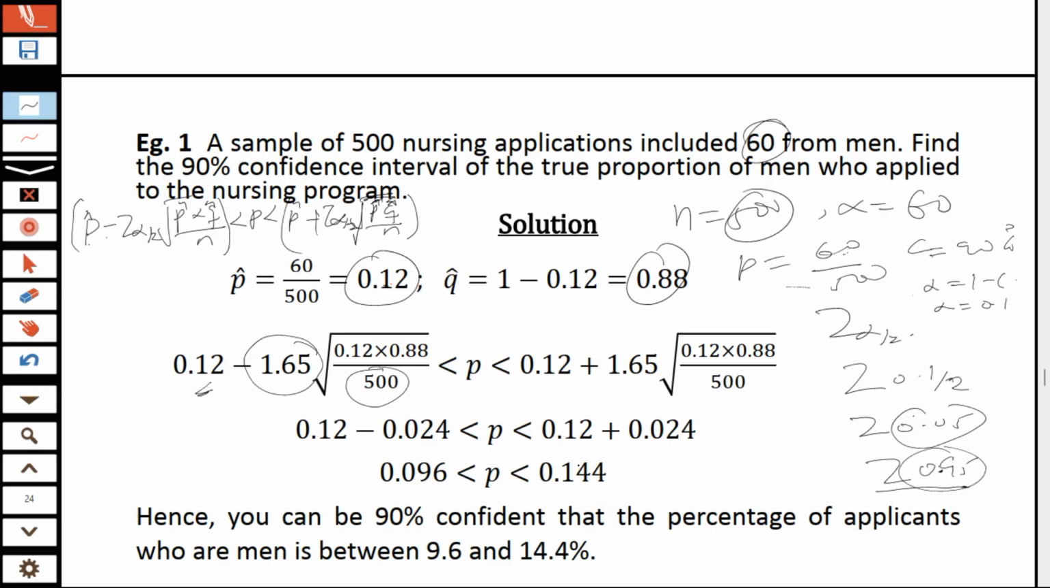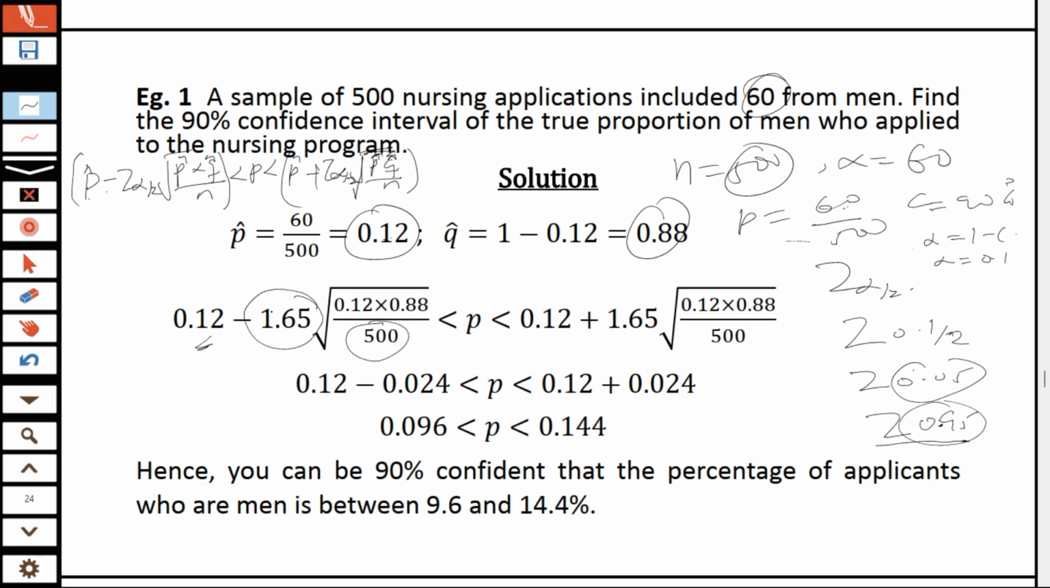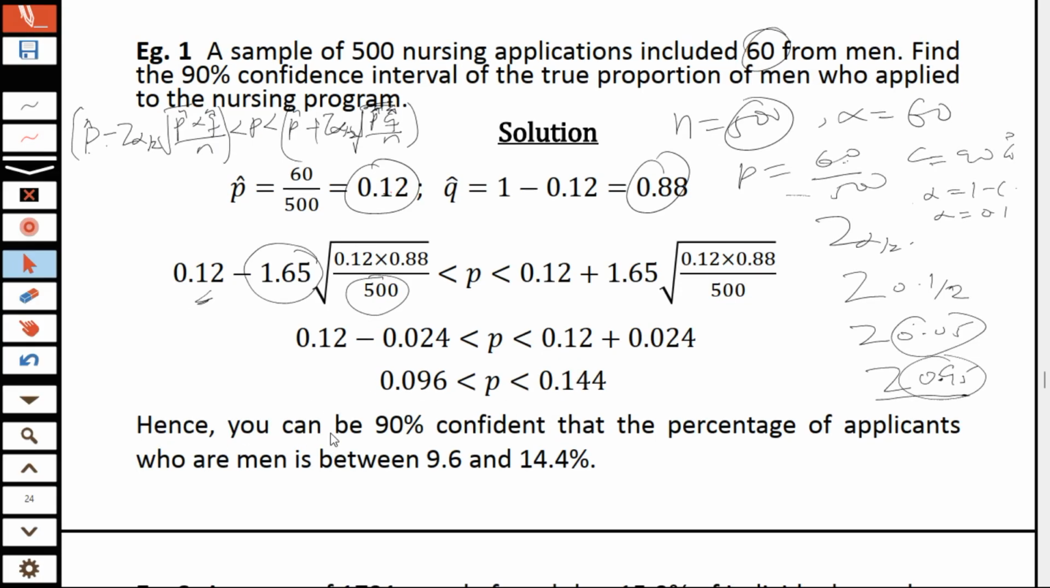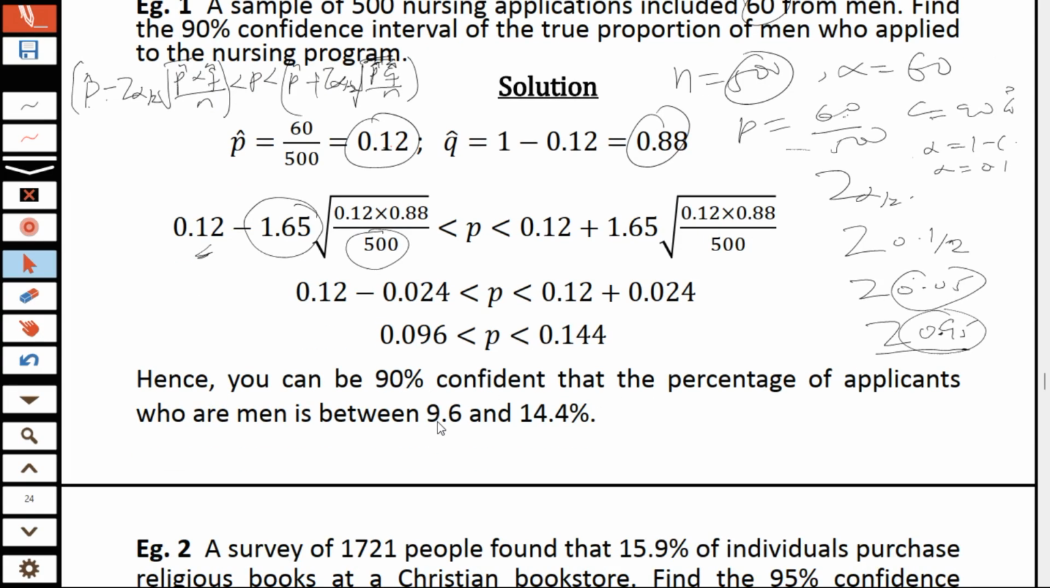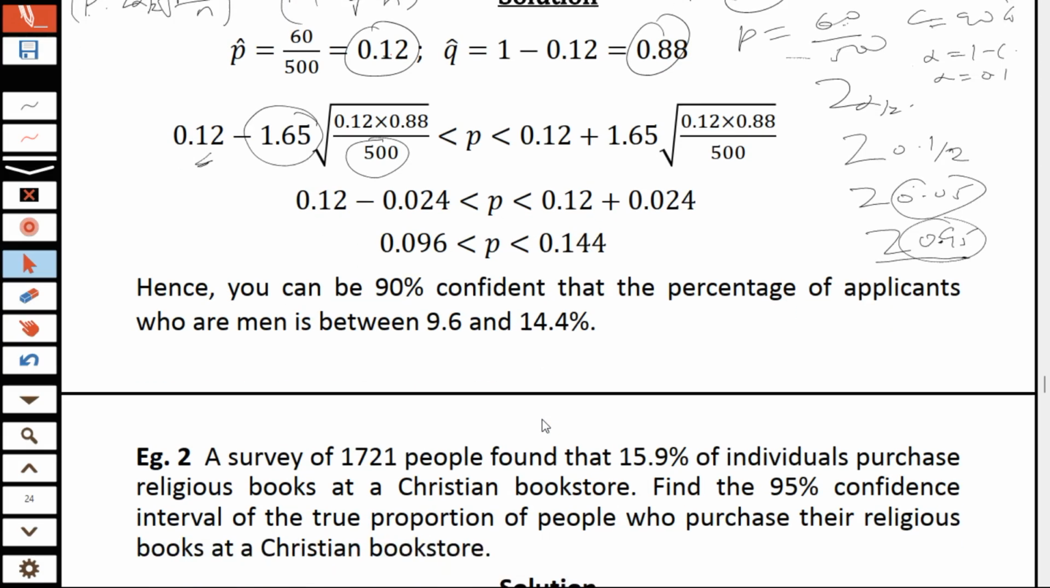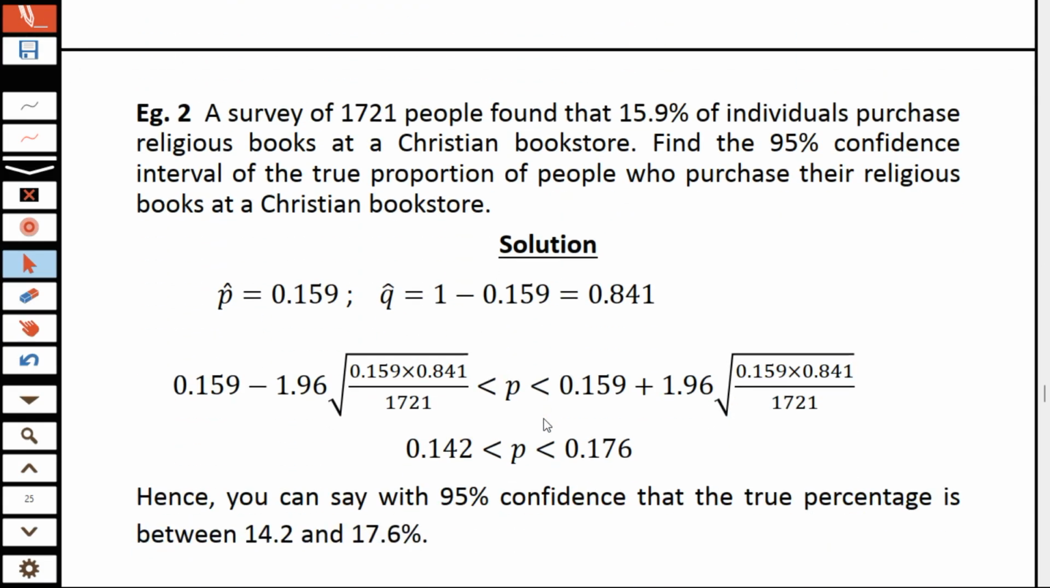So hence our population proportion lies between 0.096 and 0.144. So hence you can be 95% confident that the percentage of applicants who are men is between 9.6 and 14.4%.